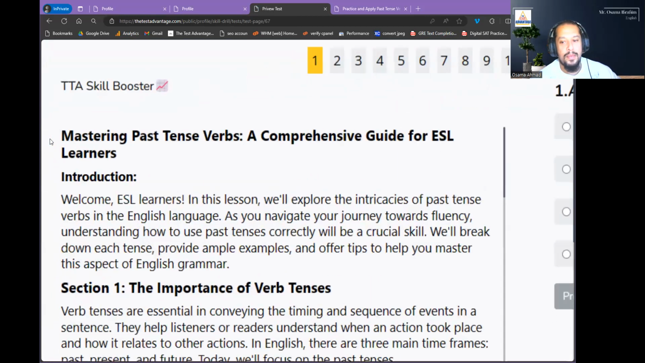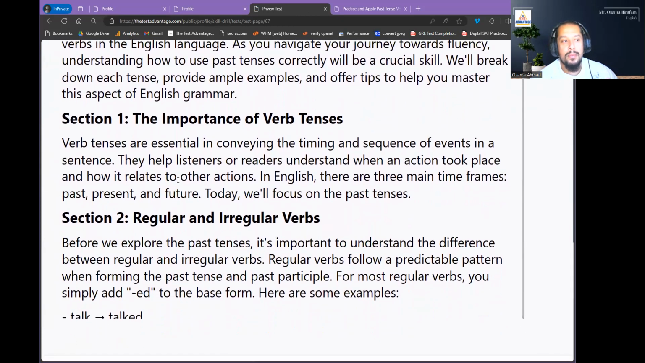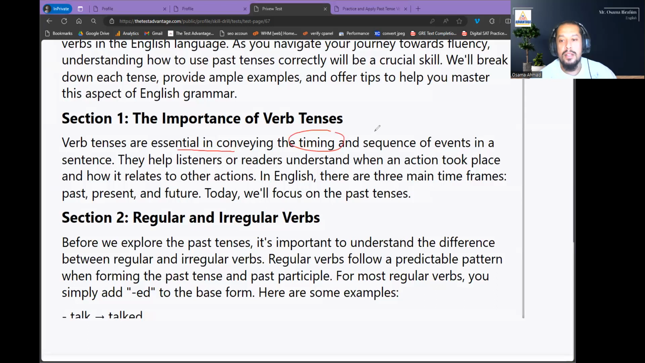Now, keep in mind, I make all these notes myself, made for international students. So let's begin with section number 1. Verb tenses are essential in conveying timing and sequence of events. They help listeners or readers understand when an action took place and how it relates to other actions. In English, there are 3 main time frames: past, present, and future. Today, like we said, we're going to focus on past.